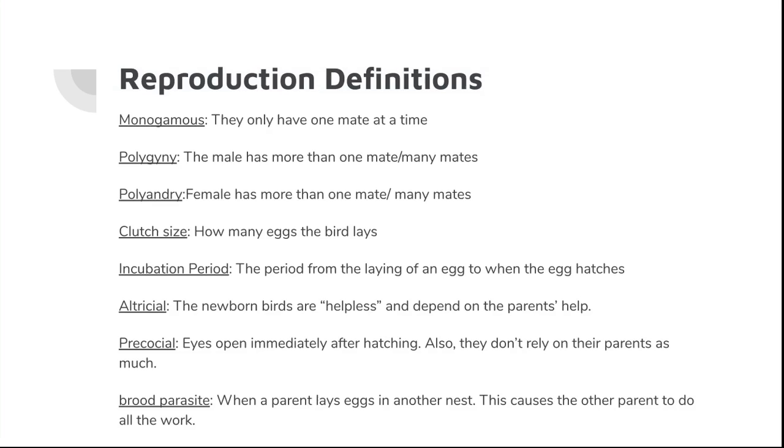Now, polyandry means the female has more than one mate, many mates. That is more common than polygyny. Now, okay, let's move on to clutch size.